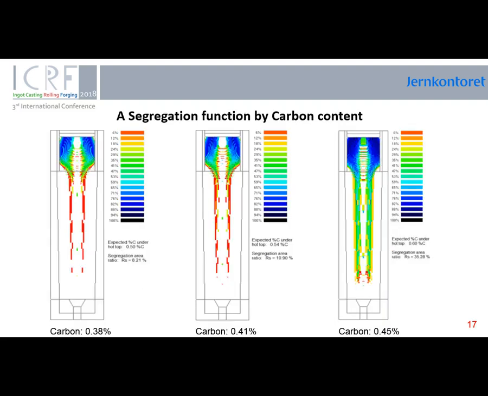To analyze the influence of carbon on A-segregation, three series of simulations have been made with the carbon content at the minimum, medium, and maximum limit allowed by the steel specification. The results of the experiments show a strong increase of the segregation area from 8% to 35% with the increase of the carbon content from minimum to maximum limit allowed. Even a small increase of carbon content gives a big increase of both the segregation area and segregation intensity.